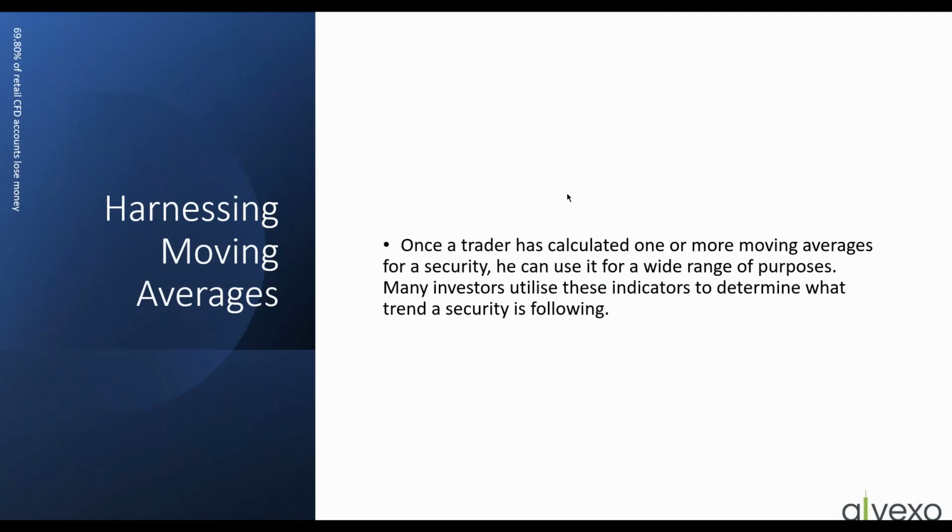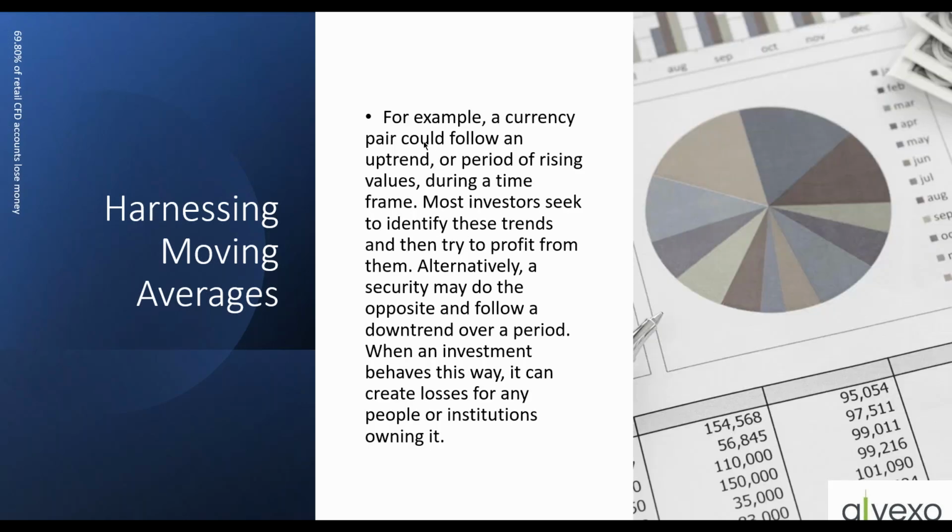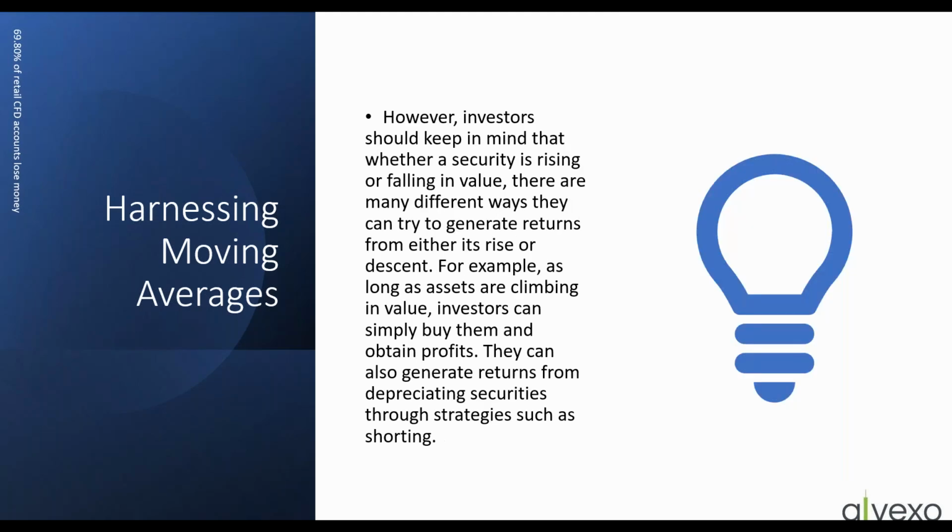Now, once a trader has calculated one or more moving averages, he can then use them for a wide range of purposes. Many investors utilize these indicators to determine what trend a security is following. For example, a currency pair could follow an uptrend, a period of rising values, during a time frame. Most investors seek to identify these trends and then try to profit from them. So the moving average will help you see where the market is going and whether it is in an uptrend or a downtrend.